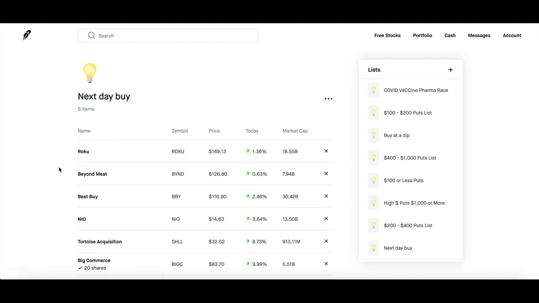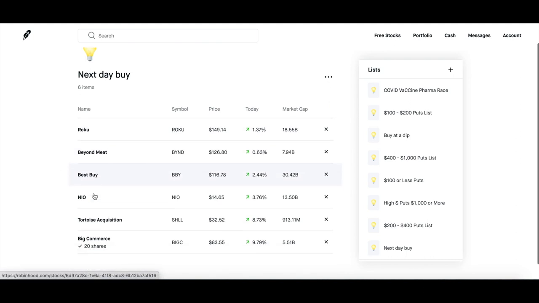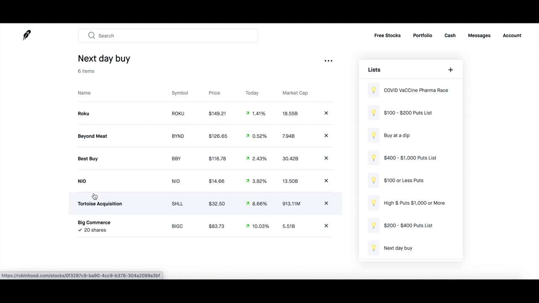And in my next day buy, I had Roku, Beyond Meat, and Best Buy. So now I want to drop down and take a look at Neo, Tortoise Acquisition, and BigCommerce. Now, BigCommerce is paying a whole... Oh, my God. BigCommerce is up big time. But I'm not going to be able to do them. So it's going to come down between this and this, and which one do you want? I'm a fan of Neo. Tortoise Acquisition, people are bidding that stock up, and it doesn't even create anything yet.